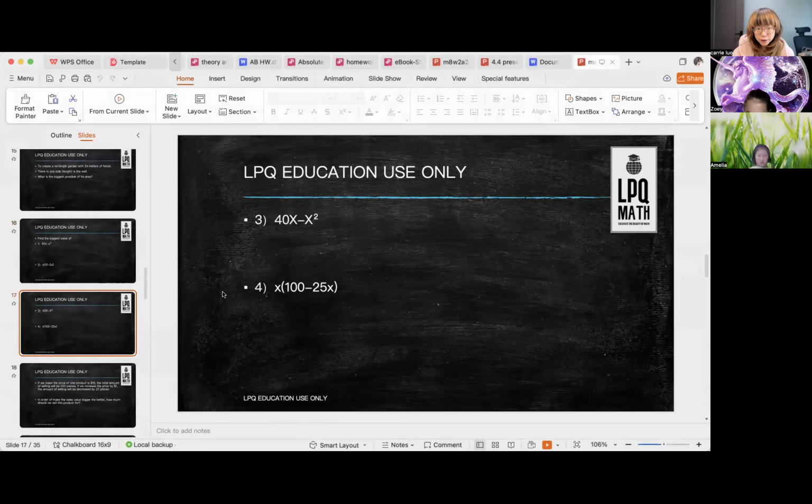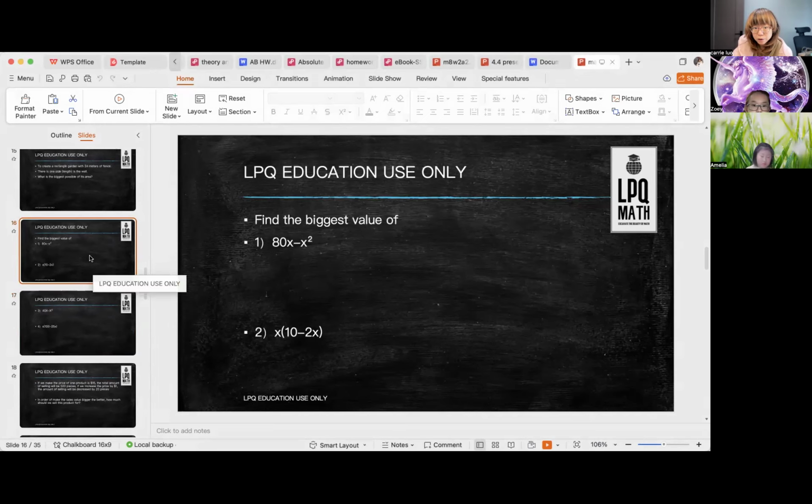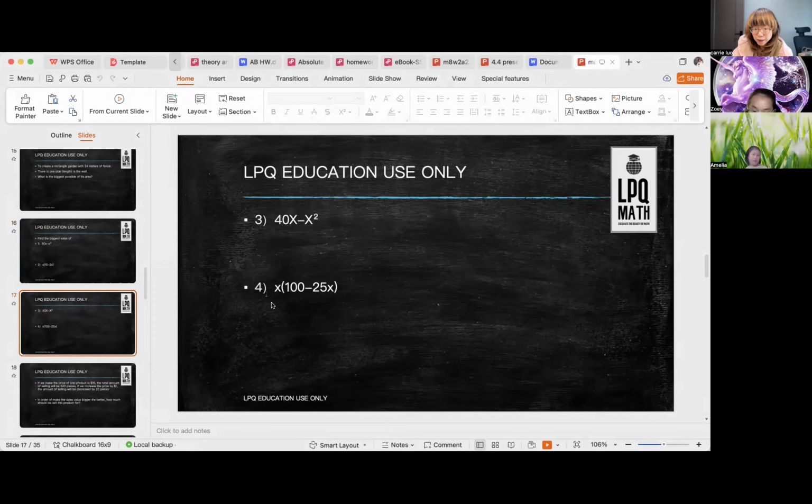Okay, so let's take a look at this one. So number 3 and number 4, the same thing as we exactly did for number 1 and number 2, right? We just changed the numbers to 40x minus x squared and x times 100 minus 25x. So please do these two questions yourself.